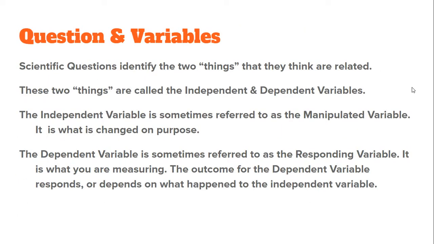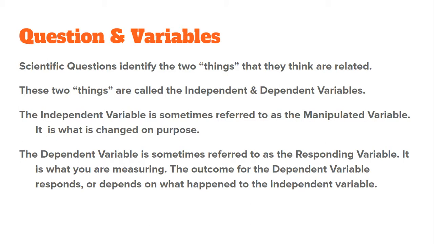A scientific question will identify the two things that they think might be related. We call those two things variables, and specifically the independent and dependent variables. A variable is essentially anything that could change or could be different or mixed up in your experiment. The independent variable is sometimes referred to as manipulated. Manipulated is a fancy way of saying changed.